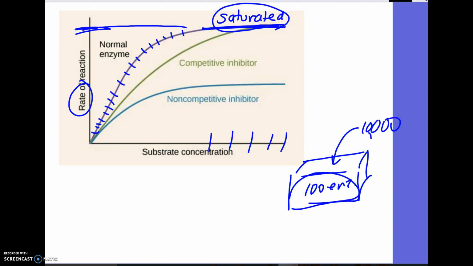So this graph, going back, competitive inhibitors: if I add a little inhibitor, the more substrate I add, I'll get to a point where the inhibitor has almost no effect at all because there's so much substrate around that those few inhibitors are probably not going to get in the way.